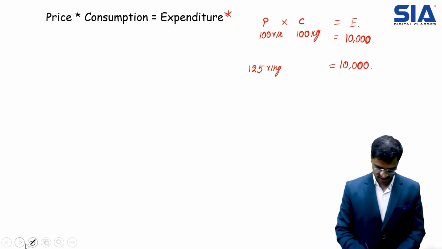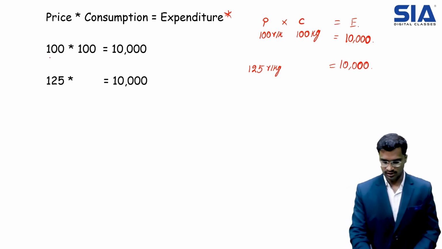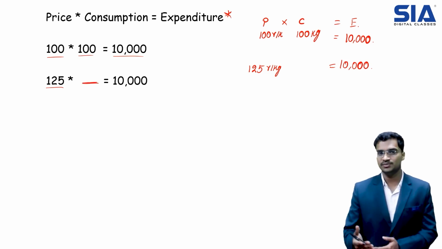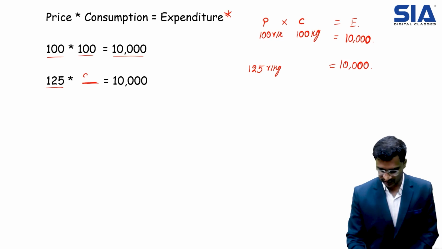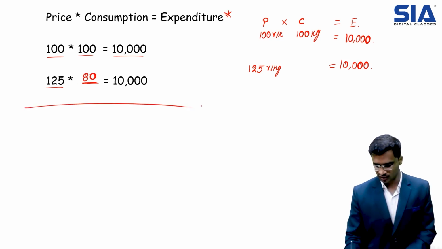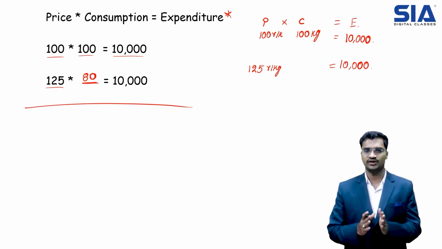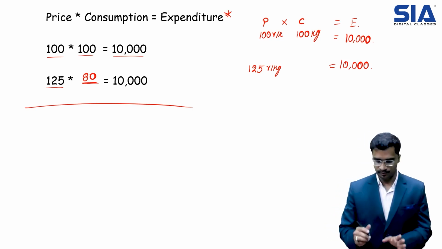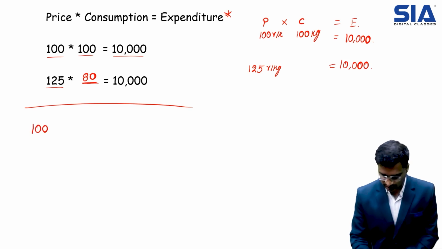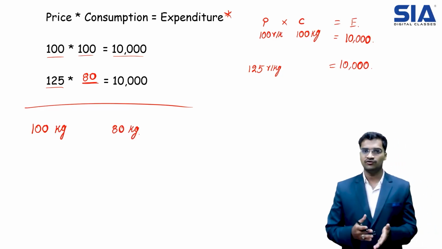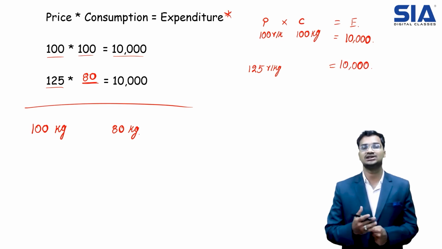Let us see this same question. 100 rupees per kg, 100 kgs, 10,000. 125 into what gives me 10,000? 125 into 80 gives me the expenditure of 10,000. Previously my consumption was 100 kgs. Now my consumption is 80 kgs. Now I have to find the percentage decrease in consumption.